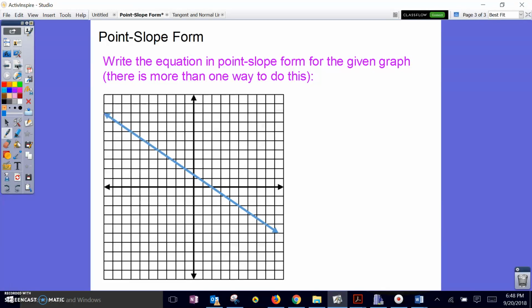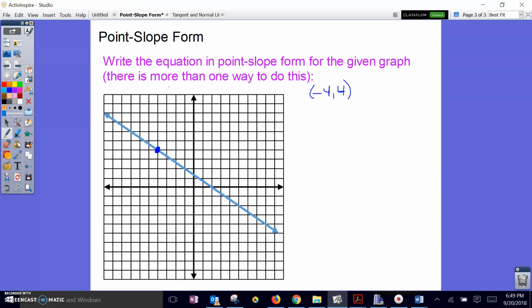And there are going to be more than one way for us to write this equation, because I can identify more than one point on this graph. For instance, I might use the point right here, because there's a point where the line clearly goes through the intersection of the grid lines. That's the point negative 4 comma 4. So it goes through negative 4 comma 4.